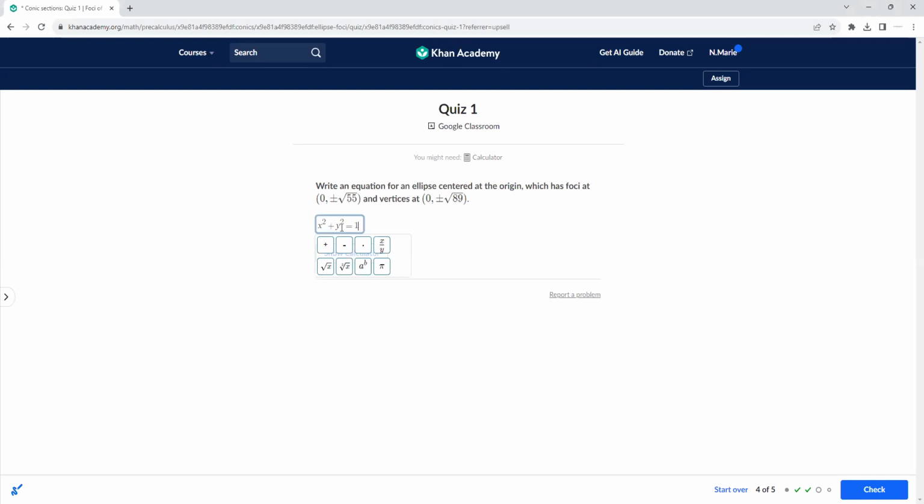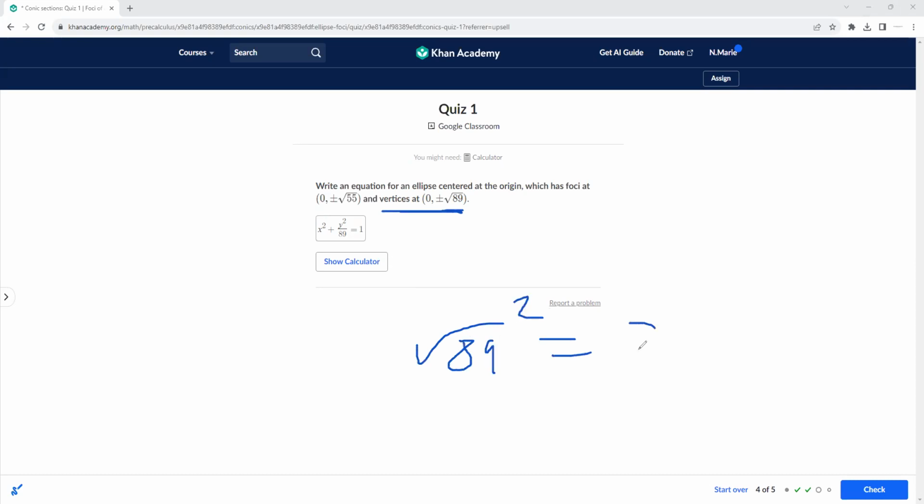For the denominator, so far we have the vertices for our major axis here, which is y. And so we square it. Remember, we square it. The square root of 89 squared is just 89. So we need to find our other one.